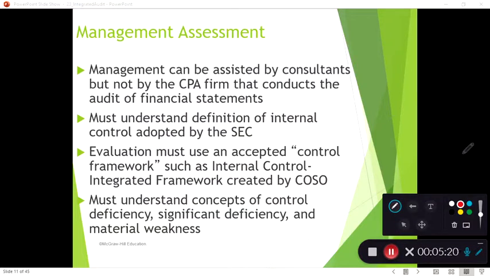Now, how they do the assessment, the firm can have consultants help them, but it can't be the auditor that conducts the audit, because we've talked about independence before, right? If you're going to be a part of the assessment as the auditor, how can you also assess that assessment? Because that's part of what the auditors have to do. They have to evaluate what the management did, and then decide whether that was a good assessment or not.